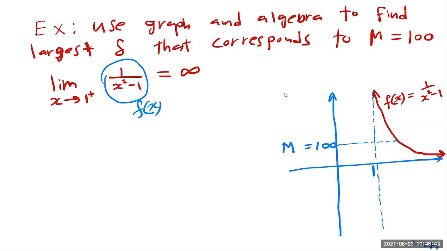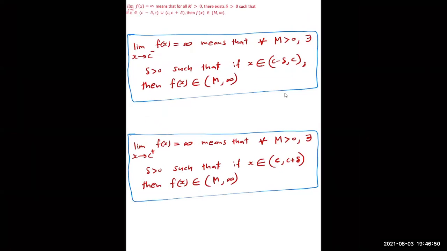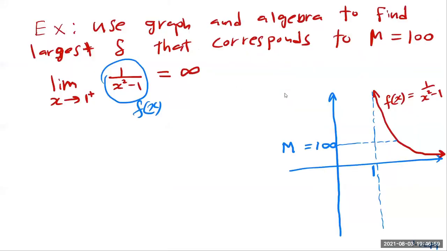Okay, now I need to find the largest delta. If you go back to the definition, I need to find the largest delta such that if I choose my x in this interval, c comma c plus delta, then f of x has to be bigger than m. Okay. For that, I'm going to compute this x value, the x value corresponding to this y value, 100. Okay, I'm going to compute this particular x value.